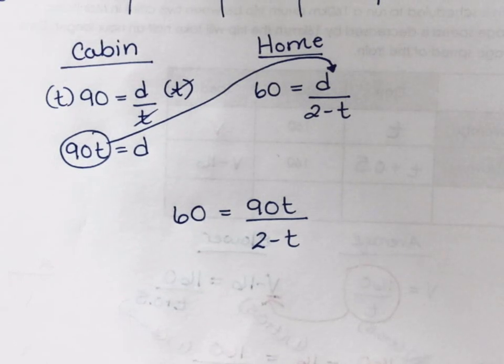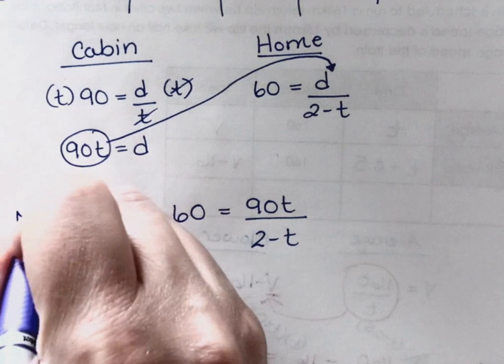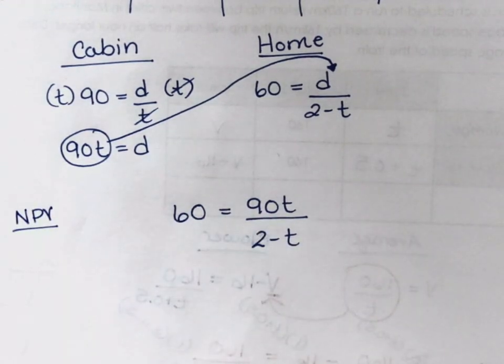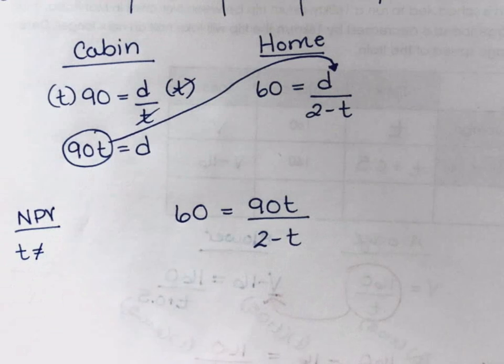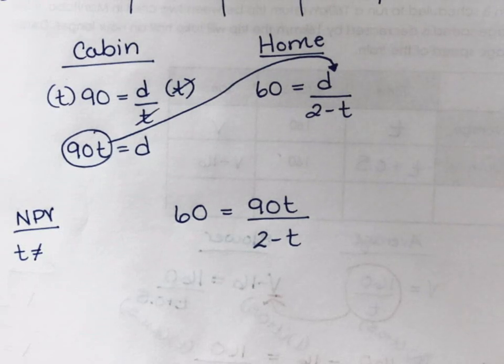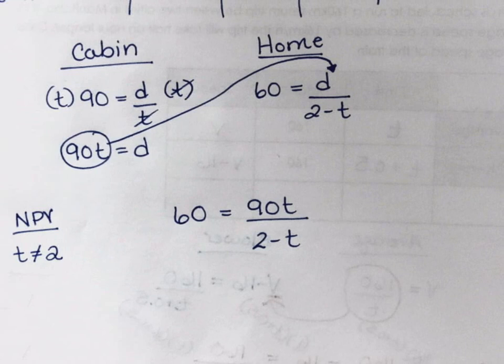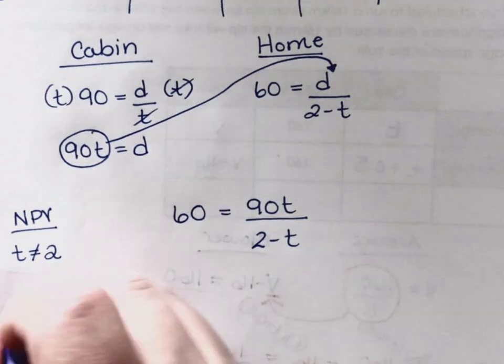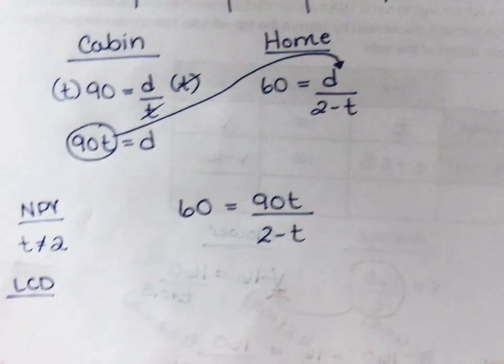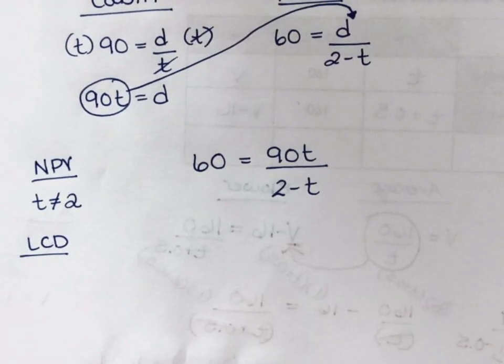Step 2, NPVs. I got it backwards. What can T not equal? This is a weird way to write it. 2. Just 2. It's a positive 2. Now what's the next step? No, no, we factor everything. You're like 3 steps behind. LCD. Okay, LCD. This one is the easiest one yet. T, or 2 negative T.